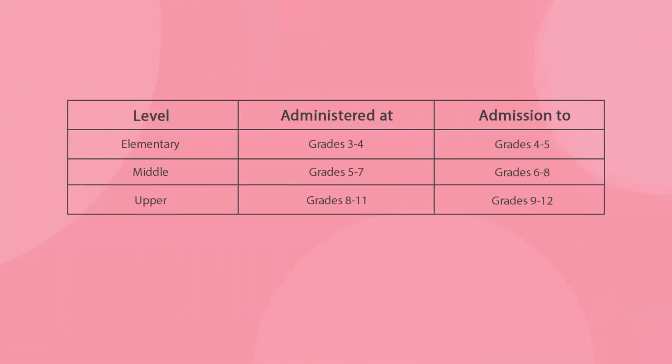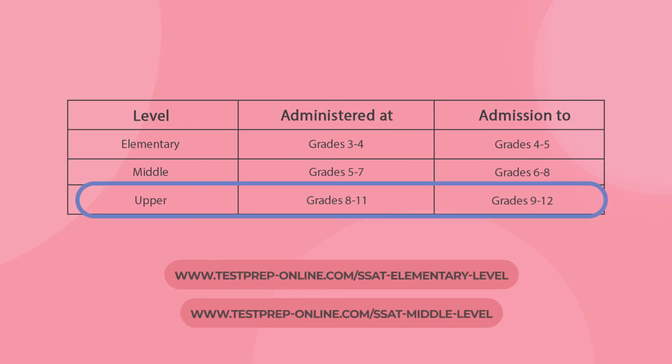The SSAT has 3 levels: elementary, middle, and upper. In this video, we will focus on the upper level. If you are interested in the elementary or middle levels, take a look at our info pages. The links are in the description. Let's go through the structure of the upper level SSAT.